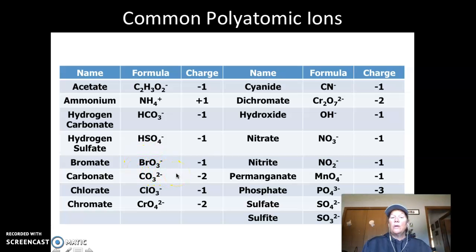So whenever you need to take a polyatomic ion and you need more than one of them, let's say I had copper 2 acetate. Copper is 2 and acetate is 1. So it'd be Cu, and then I'd put acetate in parentheses and a 2 on the outside.